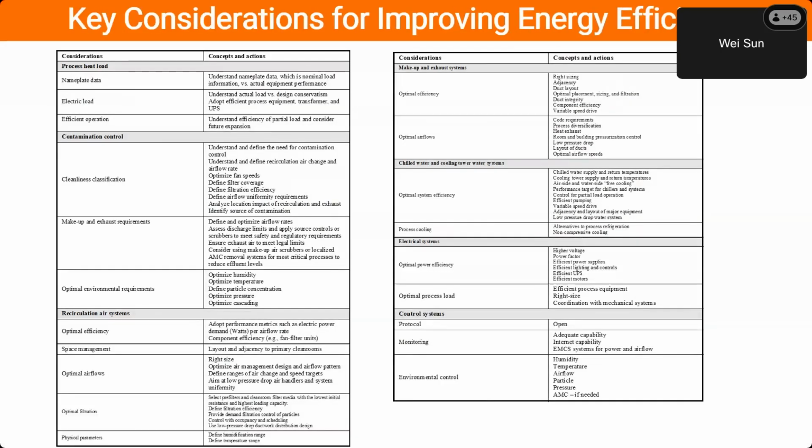And also key considerations for the design: process, heat load, contamination control, recirculation air system, makeup and exhaust system, chill water, cooling tower water system, electrical, and control systems. So each of these categories have lots of sub-considerations and detailed concepts and actions.